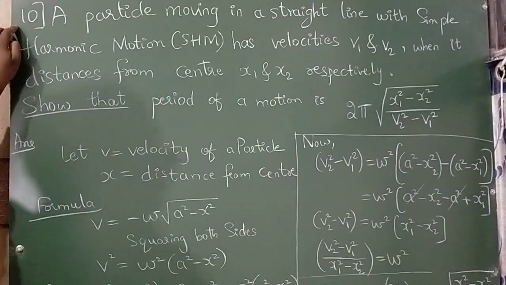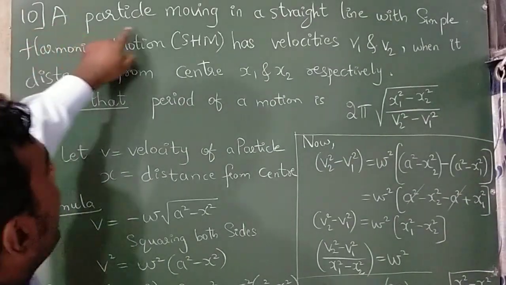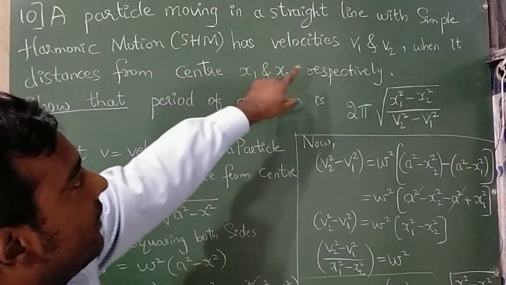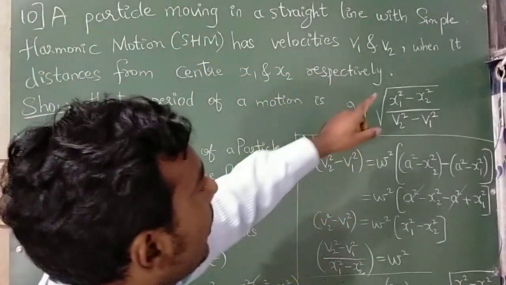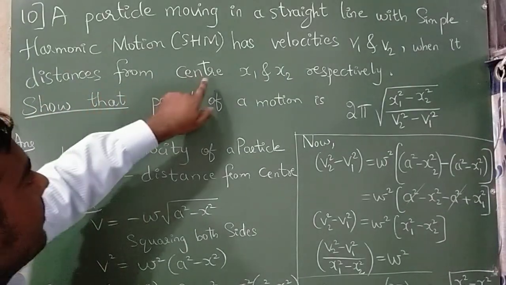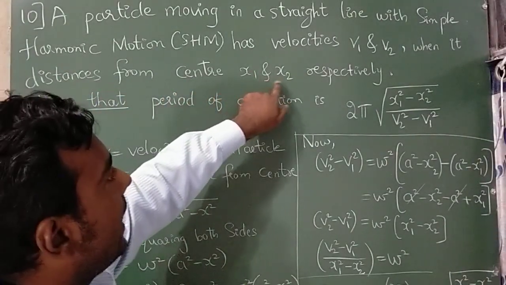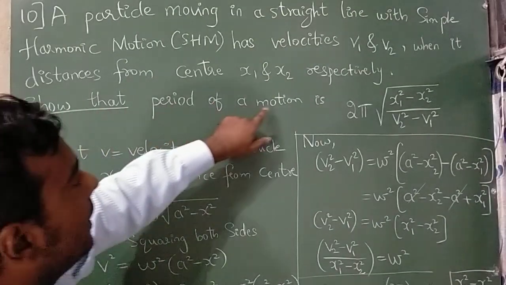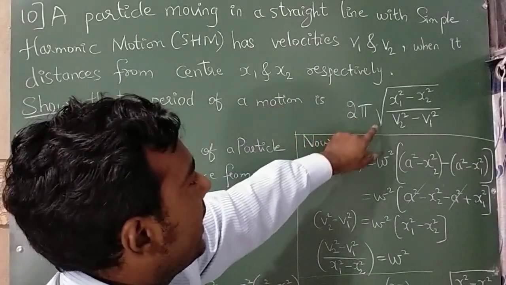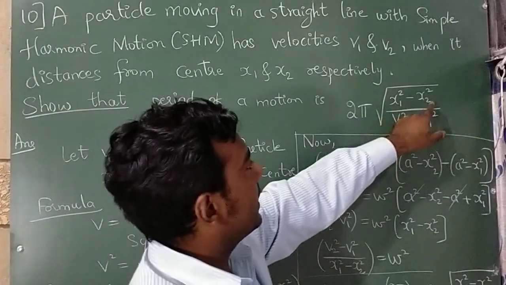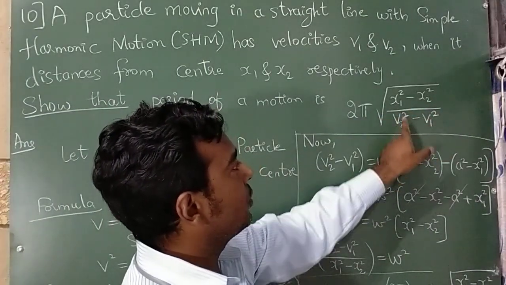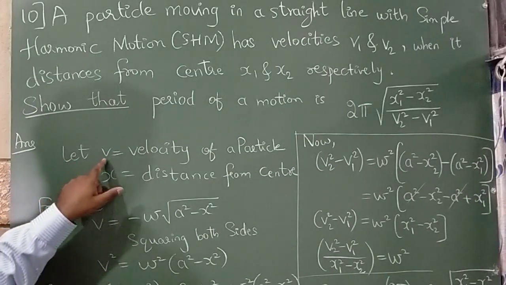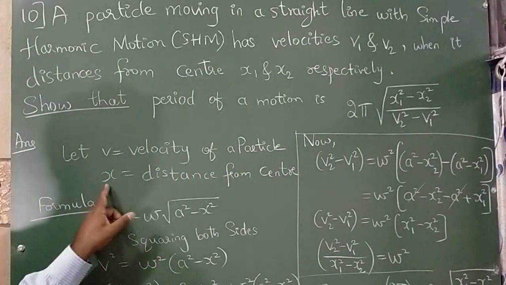Now 10th question, number 10. A particle moving in a straight line with simple harmonic motion has velocities v1 and v2 when its distances from the center are x1 and x2 respectively. Now show that the period of motion is 2 pi square root of x1 square minus x2 square divided by v2 square minus v1 square.